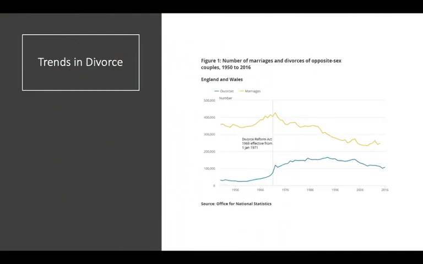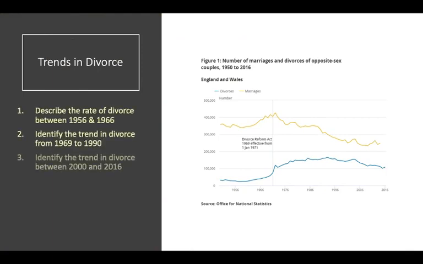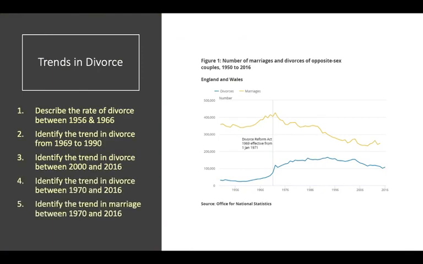Okay, so let's actually look at some numbers here. Divorce. You can see the number that is yellow at the top. That is the number of marriages that have been happening. And then you can see the blue line, which is the number of divorces. The Divorce Reform Act 1969 comes into effect, and boy is there a change on those two lines.